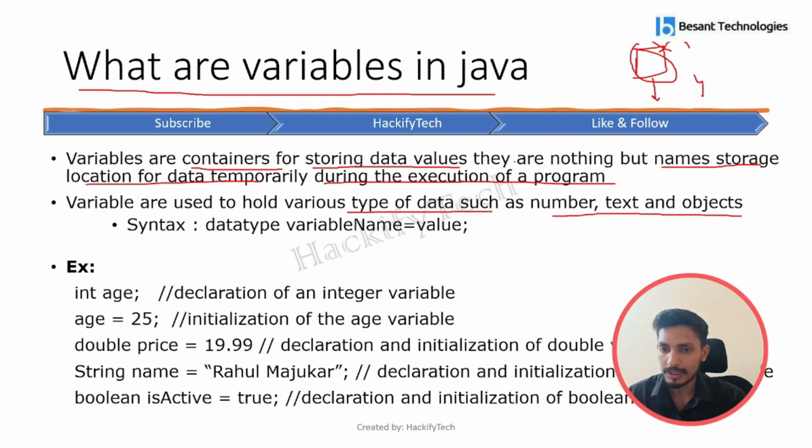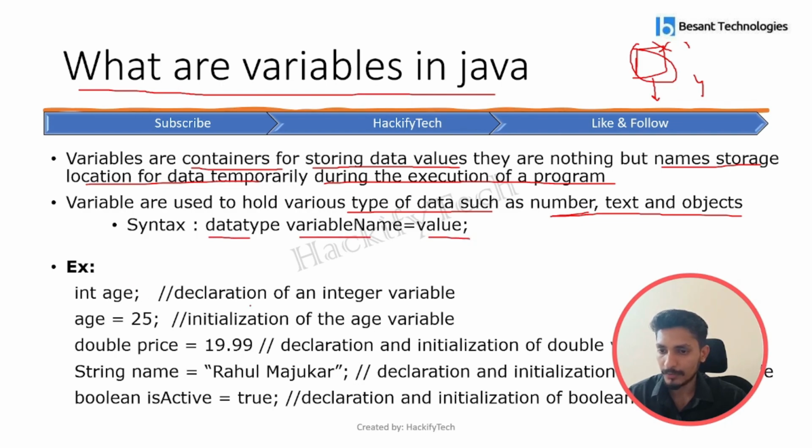Variables are used to hold various types of data such as numbers, text, and objects. Inside variable containers, you can store a text, a number, and objects as well. The syntax to declare a variable is: we have a data type, then we give a variable name, and then we give a value.